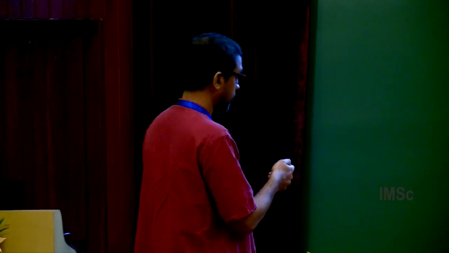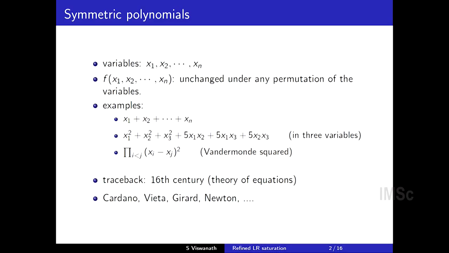Okay, so symmetric polynomials. So what are they? Firstly, they are polynomials in n variables, x1, x2, ..., xn, and the property we require is that if you permute the variables any which way, the polynomial should remain unchanged. So here are some examples. You take the sum of all the variables, that's of course invariant when you permute them.